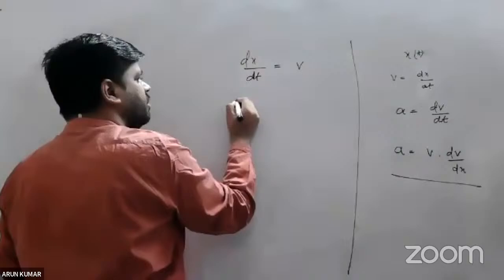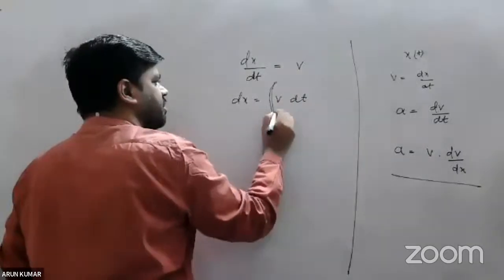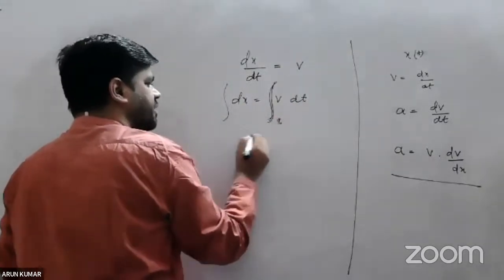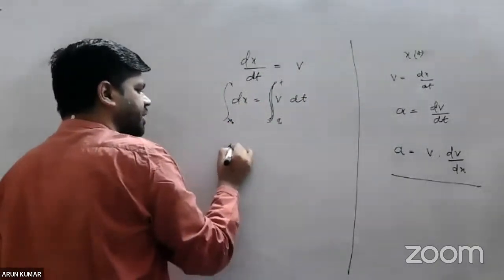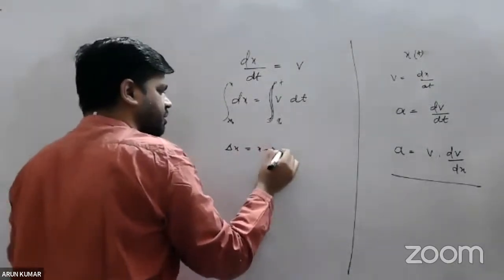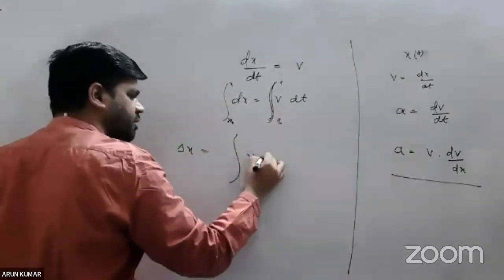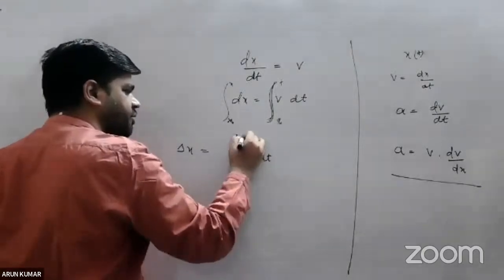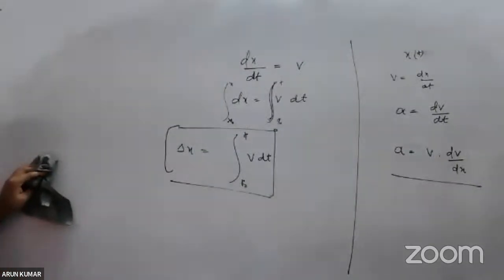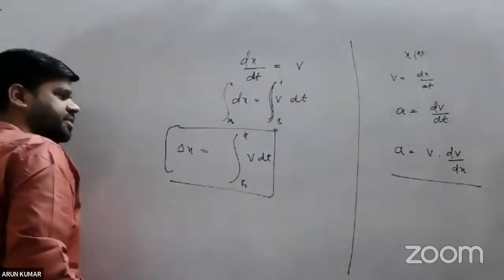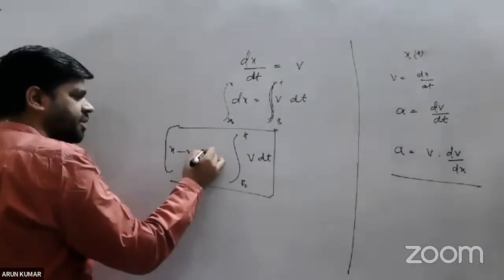dx by dt is v. So dx is equal to v dt. I integrate at, let's say, t naught, position is x naught. At time t, the position is x. So I'll get delta x, which is x minus x naught, equal to integral v dt from t naught to t. Alright? So this is one equation. So given v as a function of t, I can get delta x, or I can get x as a function of t by x minus x naught as integral v dt.